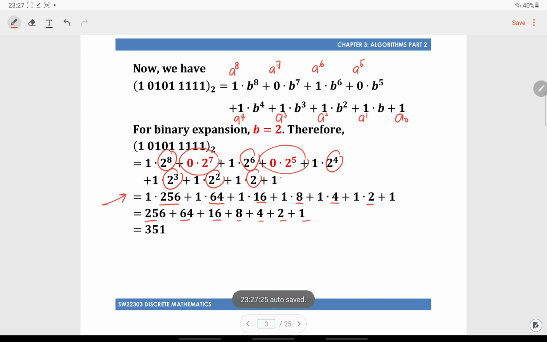Then, because we have all these numbers, they can simply be added, so the sum is equal to 351. So this is the decimal expansion from the given binary expansion. So that's the conversion from binary expansion to decimal expansion.